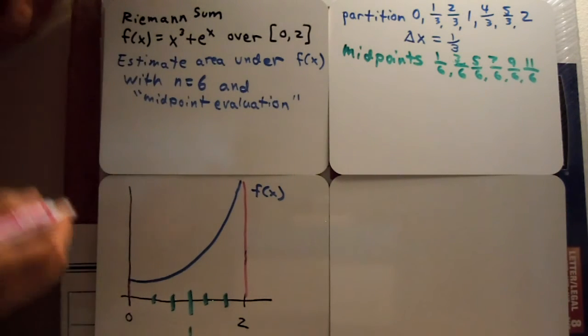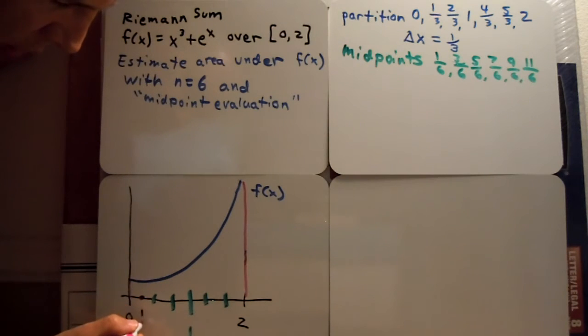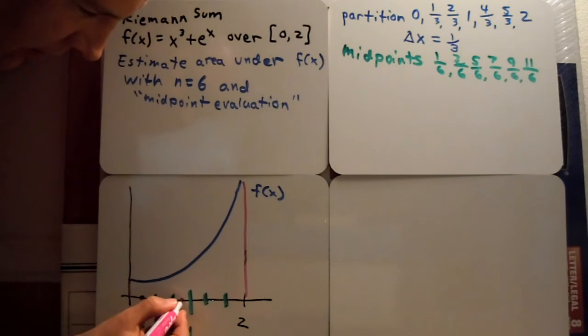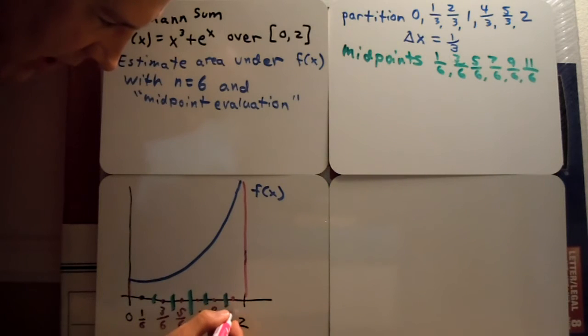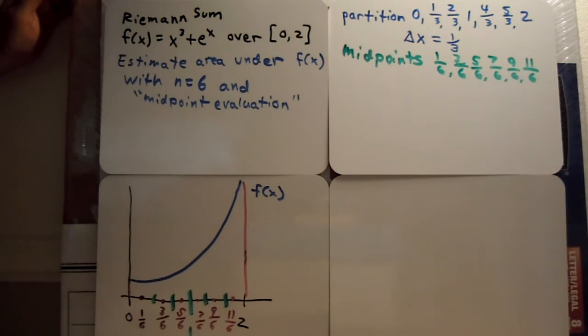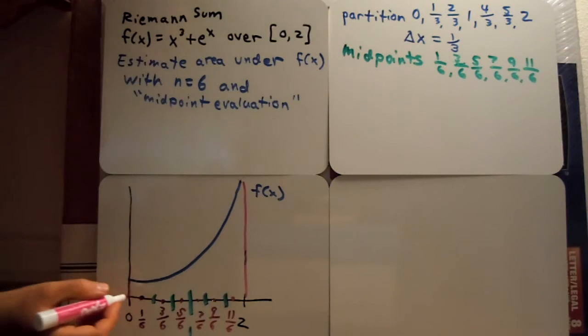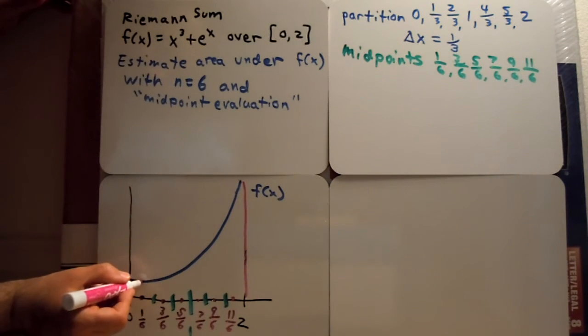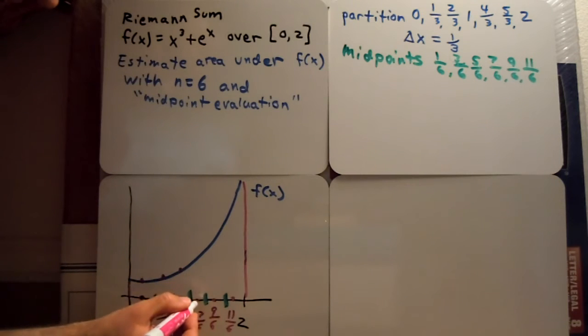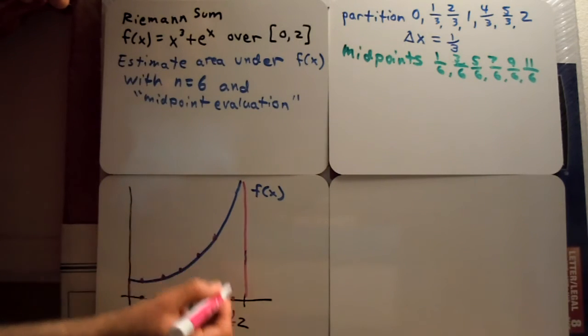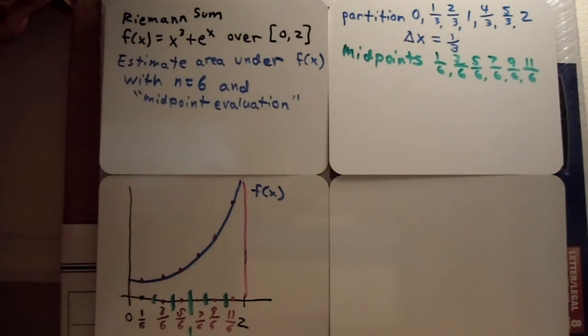And so what we have is the midpoints being 1/6, 3/6, which of course is 1/2, but we'll leave it at 3/6 for now, 5/6, 7/6, 9/6, and 11/6. And those are going to determine the heights of the boxes, because we have on the function f of 1/6, f of 3/6, f of 5/6, f of 7/6, f of 9/6, and f of 11/6.